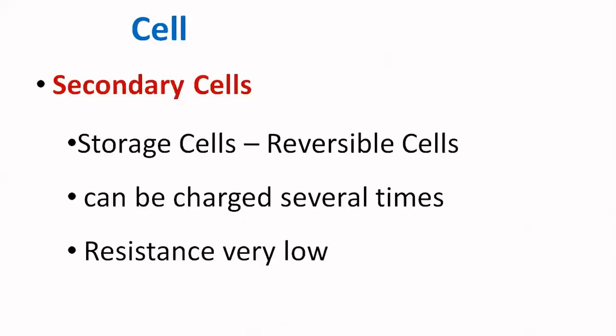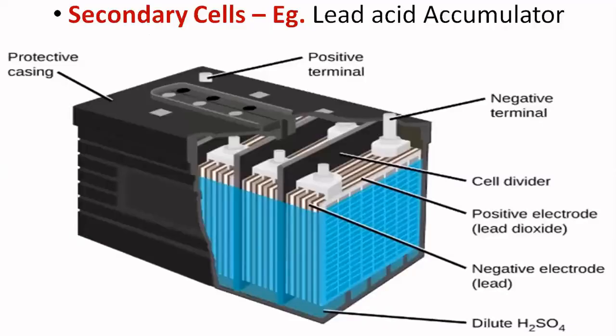Finally, we are going to discuss the secondary cells. These are storage cells. These cells are also known as reversible cells. These cells can be charged any number of times. Here, the internal resistance is very low and hence a large current can be drawn from them. The examples are lead acid accumulator, and another example is nickel iron alkali cell.